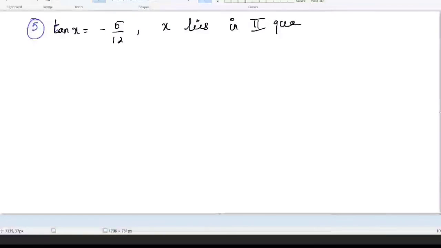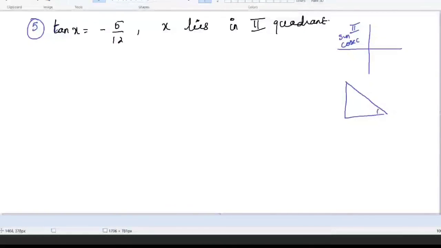Come on, do it fast. We'll do it together. X lies in second quadrant. Who is positive in the second quadrant? Sine and cosecant are positive. Okay, so next, given to us, we will form a right angle triangle.